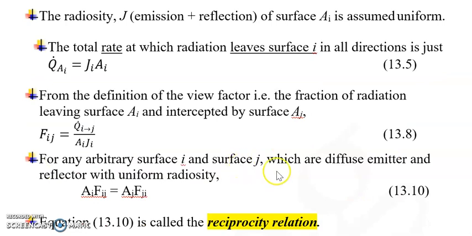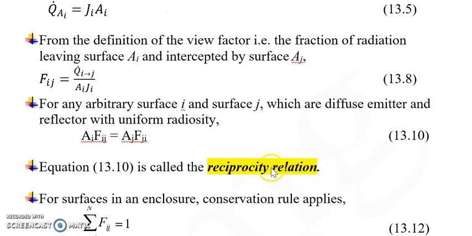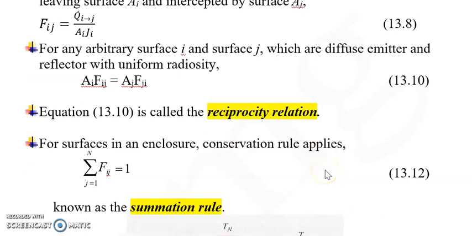For any arbitrary surface i and surface j, which are diffuse emitter and reflector with uniform radiosity, we have the reciprocity relation, 13.10. It's very convenient and is used frequently in radiation analysis. For surfaces in an enclosure, conservation rule applies. We have now the summation rule, 13.12. It means the fractions total up to unity.